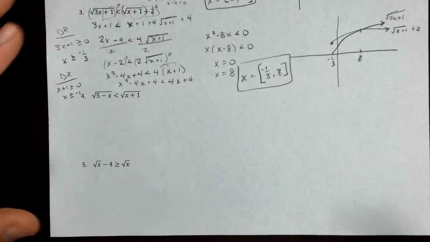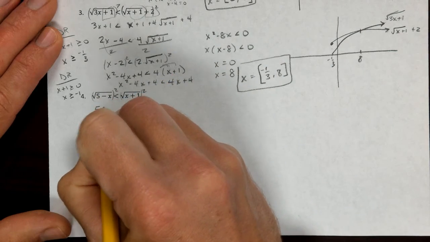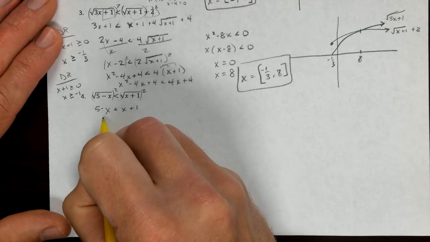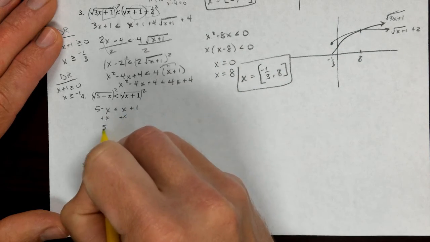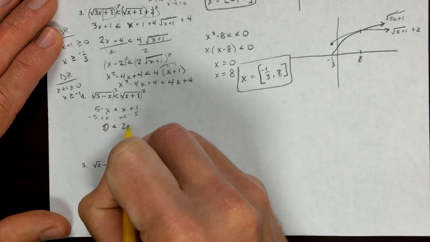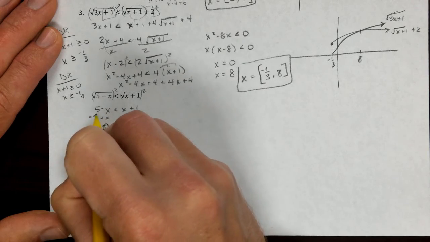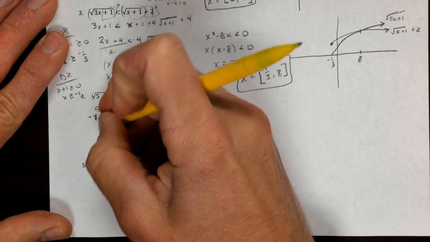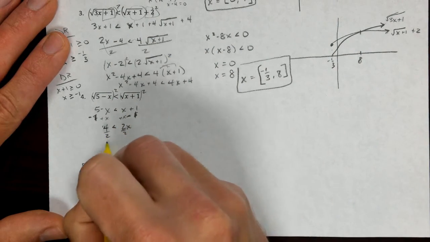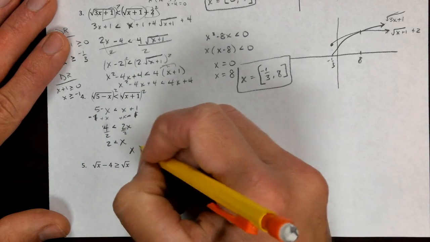Looking at number 4, again, we want to square both sides. 5 minus x is greater than x plus 1. Let's get our x's together. So let's add x, subtract 5, so we get 0 is less than 2x. Let's subtract 1. 4 is less than 2x, divide by 2, so 2 is less than x. Or I could say x is greater than 2, same thing.